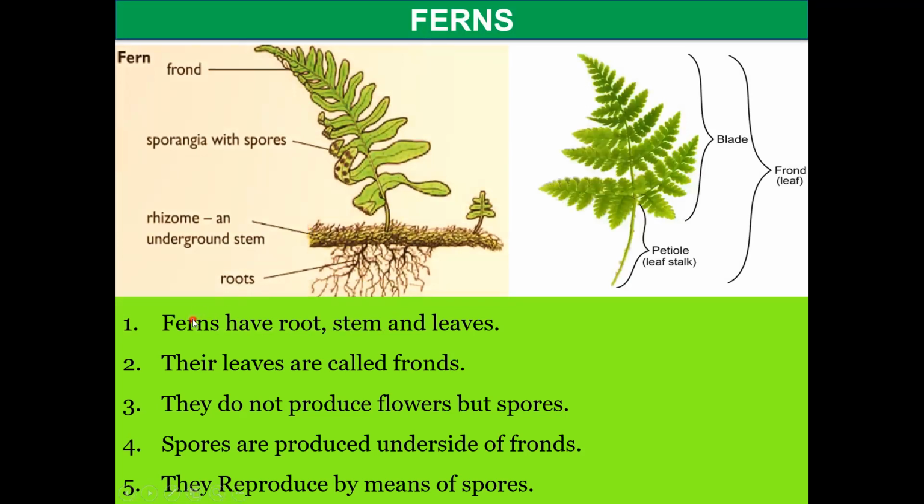Okay जी. Fern have the roots, stem and leaves. They are the vascular ones. Their leaves are called fronds. That is a frond, एक general broad frond है इनके पास. They are not producing the flower, but they are producing the spores beneath the leaves. Okay जी. And they are reproducing with the help of their spores.